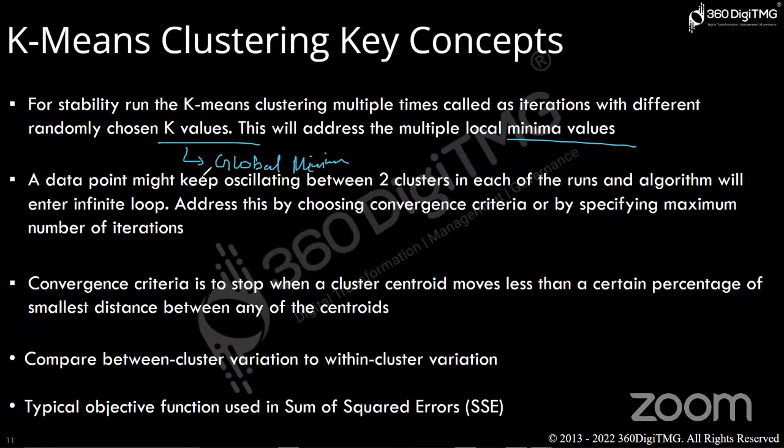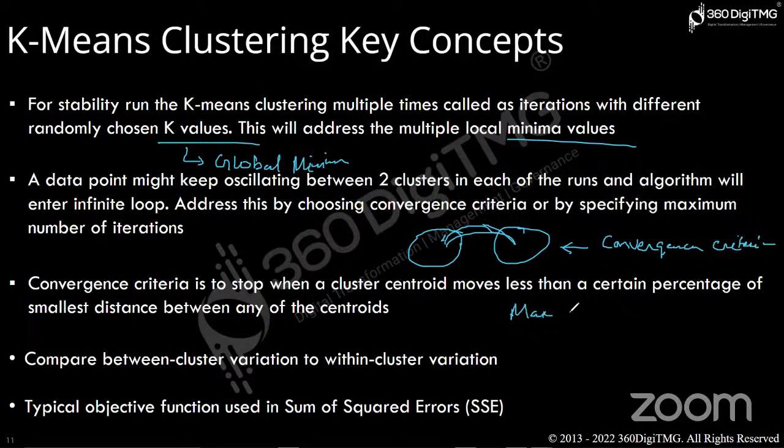Also, there is an issue where a data point might keep on oscillating between two clusters indefinitely. This can be stopped using convergence criteria. Either we will use a convergence criteria or we will specify the maximum number of iterations. These we set as a parameter: the maximum number of iterations, or a convergence criteria.